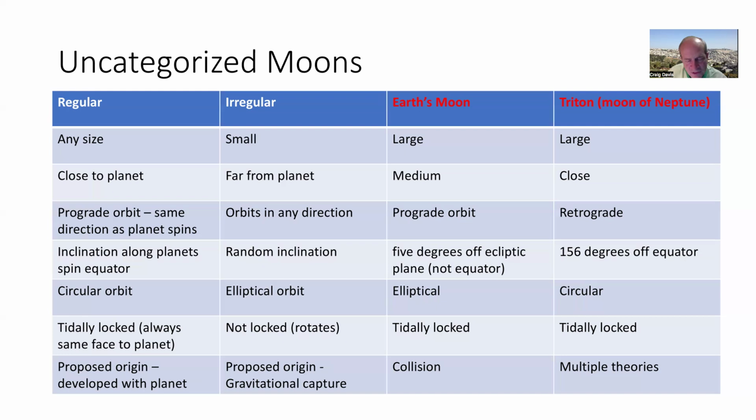Our moon has something of an elliptical orbit. It's not way elliptical, but it's definitely elliptical, and it's not circular. We are tidally locked like a regular moon, so we tend to have some categories which seem to fit regular and some which fit irregular. The proposed naturalistic origin of Earth's moon is that it was formed by a collision.